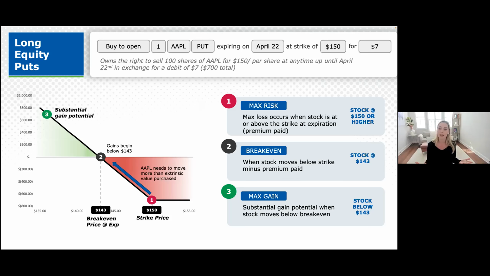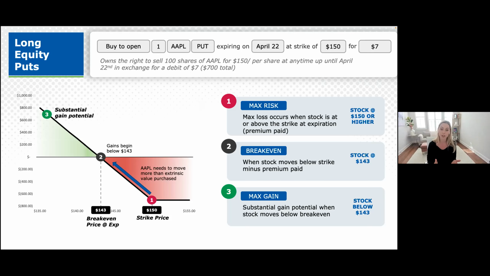A long equity put contains the right to sell. So in this case, your opening transaction would be buying one Apple put, expiring on April 22nd at a strike price of $150 for $7. That's a premium that you're going to pay because you are buying the right to sell 100 shares of Apple at $150. And you have that right at any time. You're the driver in this situation because you're the person who purchased the right. You do have substantial gain potential, not unlimited gain potential, because the stock can only go to zero and not an infinite price.